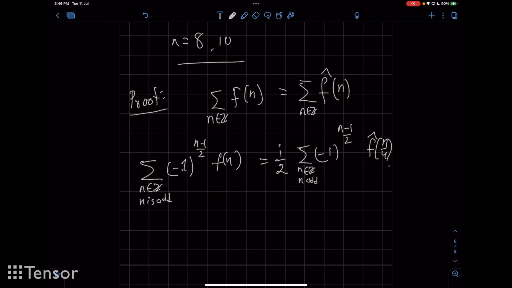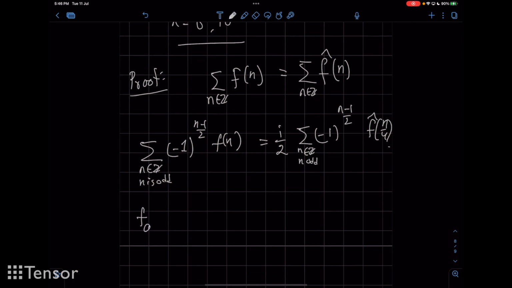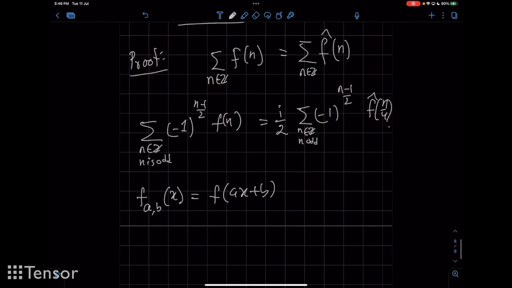I'm not going to prove this, but I'm going to give you enough hints to prove it yourself. For this, let's define a function f_ab of x, which is defined as f of ax plus b. Then we take the Fourier transform of f_ab. The Fourier transform of f_ab evaluated at y is given by 1 over a times e to the 2 pi i b over a times the Fourier transform of f evaluated at y over a. You can prove this very easily.